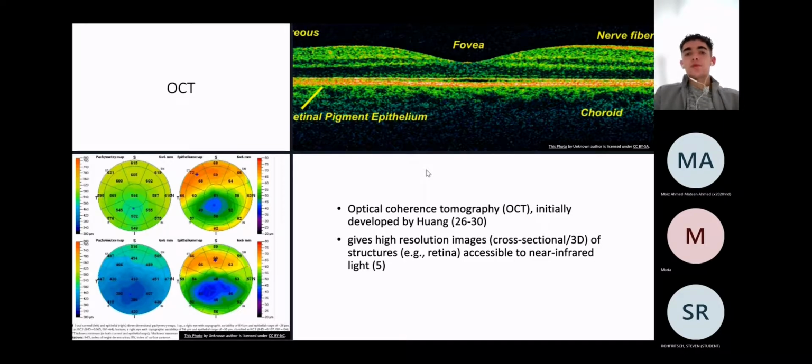Importantly, it's a fairly new technology, but it's not all that new. It was developed in the 90s by Huang et al. and has become pretty standard in ophthalmological practice for diagnosing all kinds of macular degeneration and so on. Importantly, it gives very high resolution images, exponentially greater resolution than MRI, ultrasound and X-rays. So it's pretty good for imaging.